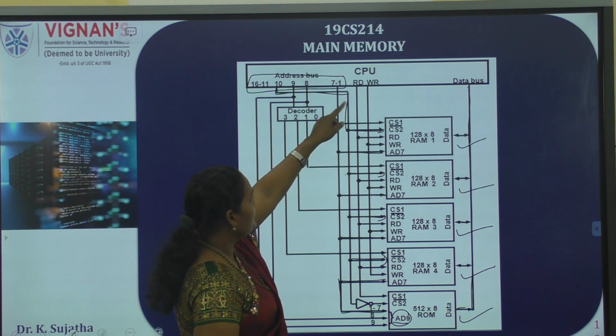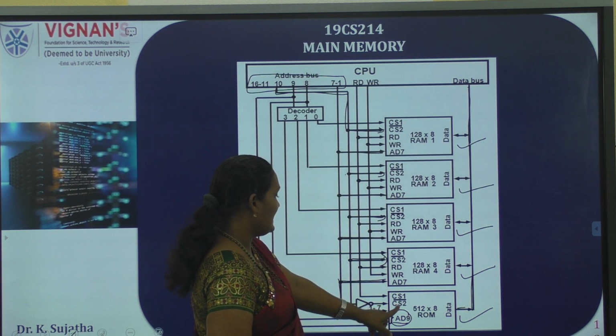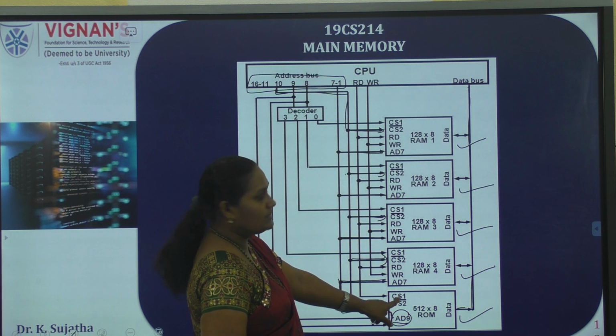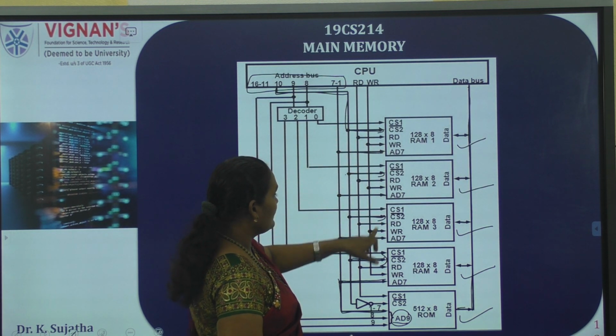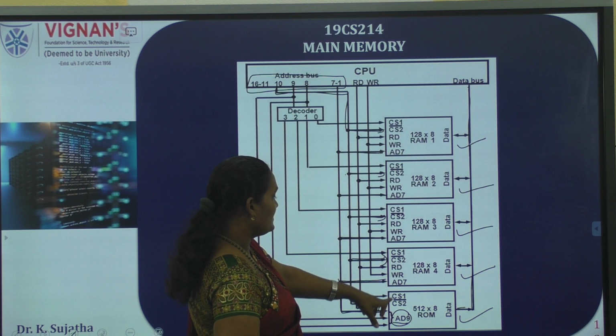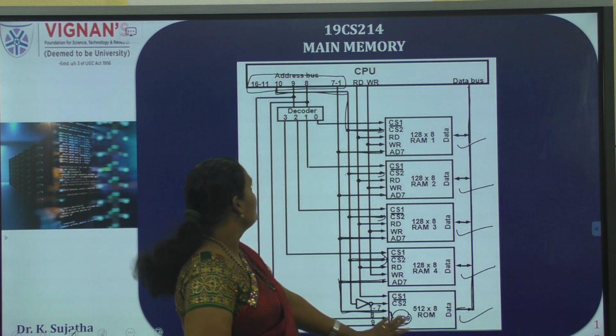And the read signal is connected to the read control of all RAMs as well as the CS1 of ROM. The write control is connected to the write control signals of all RAMs. So there is no write control for the ROM.